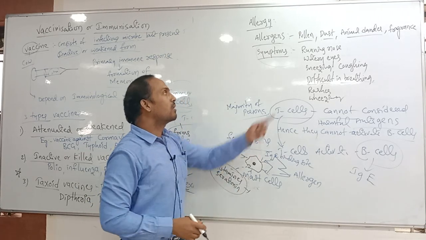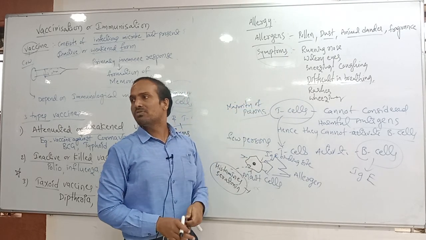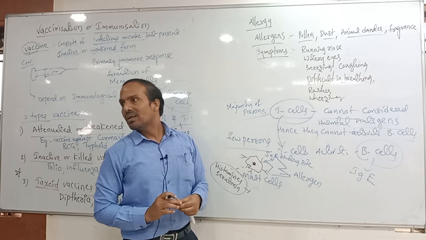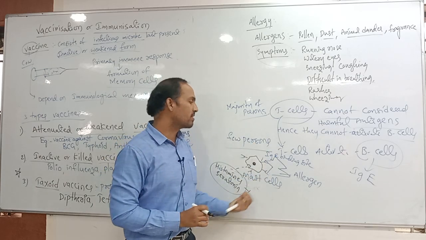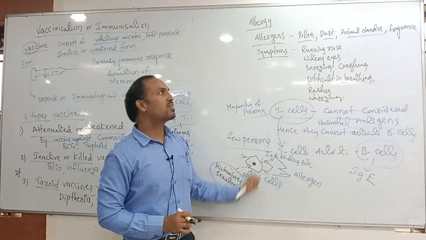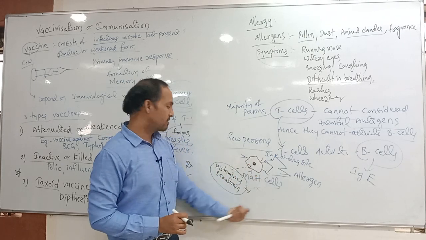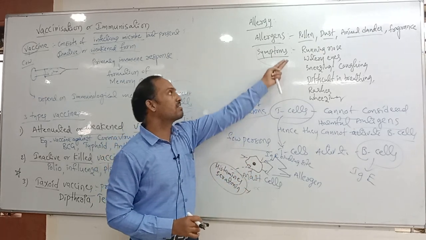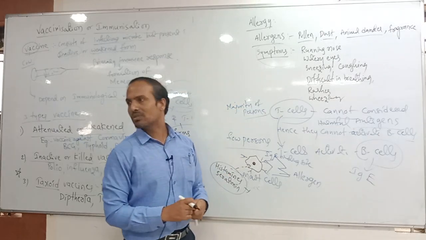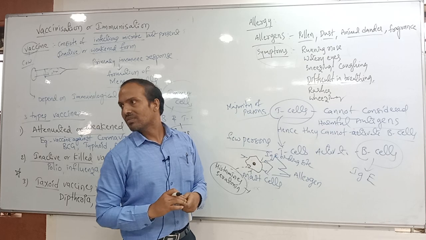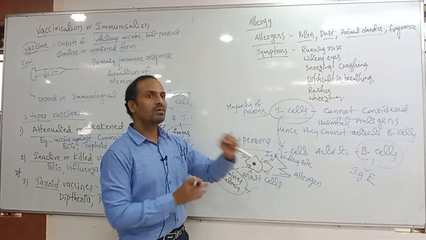When these chemicals are secreted, automatically the symptoms will be exposed in our body. Understood? In the first immune response there are no changes, but in the second immune response these changes occur. The mast cells release histamines and serotonin. It causes a running nose, watery eyes, sneezing, difficulty in breathing and rashes. These are the symptoms that can appear.